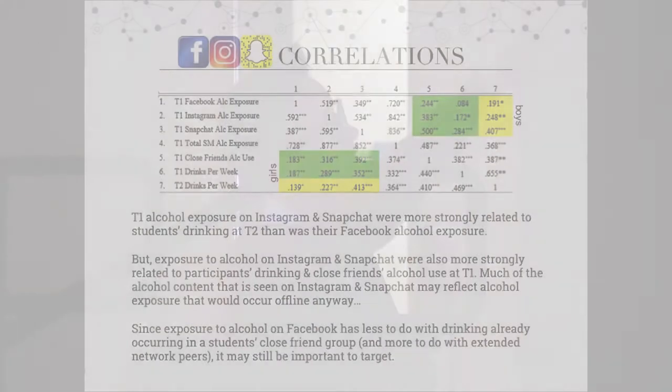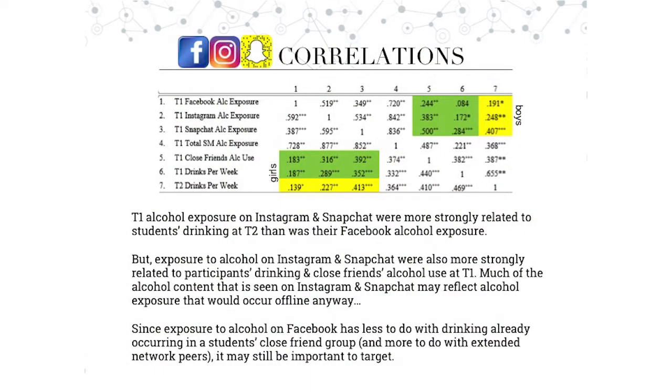So from this data alone, it looks like maybe we should be focusing on Snapchat. However, this is where it gets complicated. This correlation table is broken down by sex. So we have boys on the far right and then girls on the left. But T1 alcohol exposure on Instagram and Snapchat were more strongly related to students' drinking at time 2 than was their Facebook alcohol exposure. So this fits with the first paper I talked about. We're like, hey, maybe we should be paying attention to these.